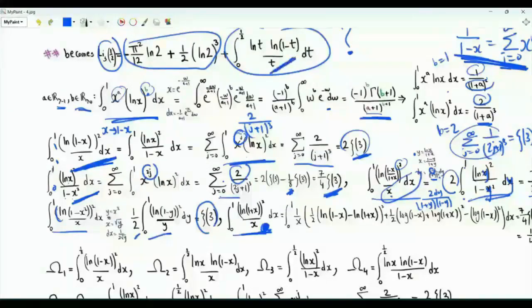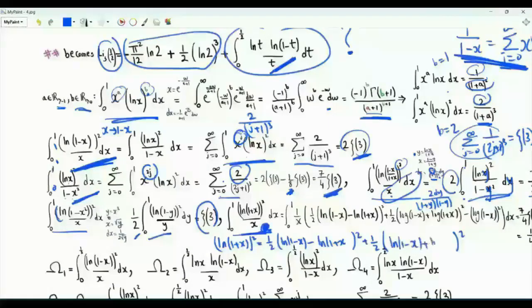Finally, we have reached the integral that is needed in evaluating this integral of interest. To get this integral, we write down the natural logarithm of (1 plus x) all squared in the following fanciful way. 1/2 the square of [ln(1 minus x) minus ln(1 plus x)] plus 1/2 the square of [ln(1 minus x) plus ln(1 plus x)]. These two together give us ln(1 minus x) squared plus ln(1 plus x) squared. Since we are interested in this term alone, we subtract the square of the natural logarithm of 1 minus x.